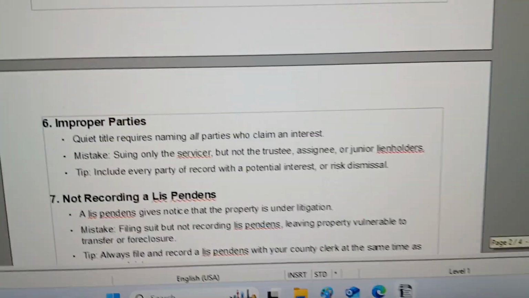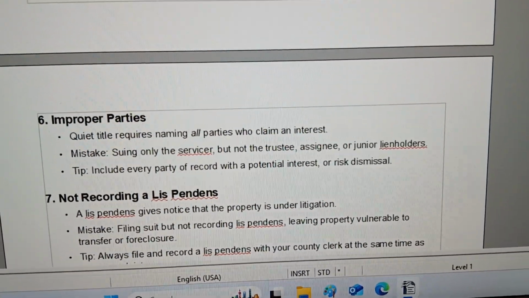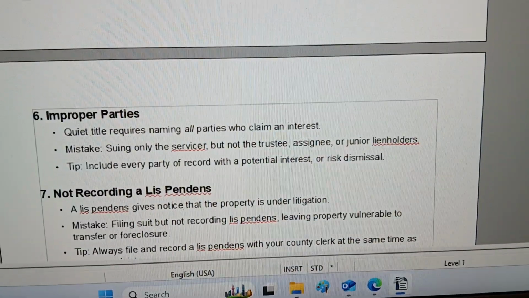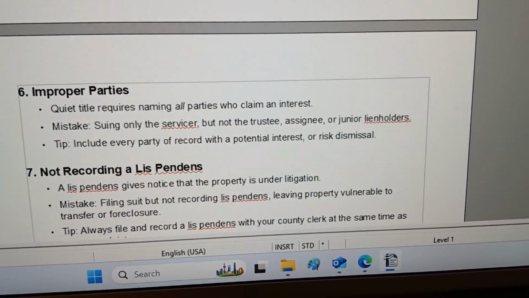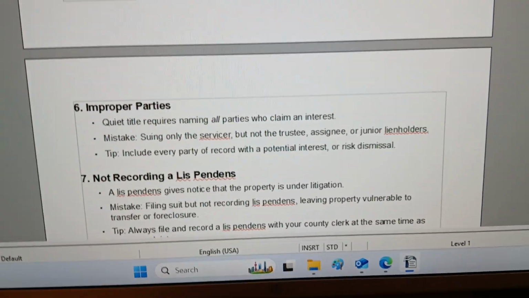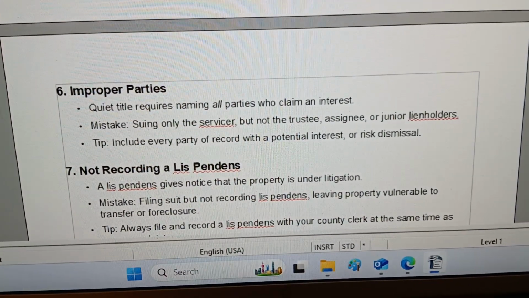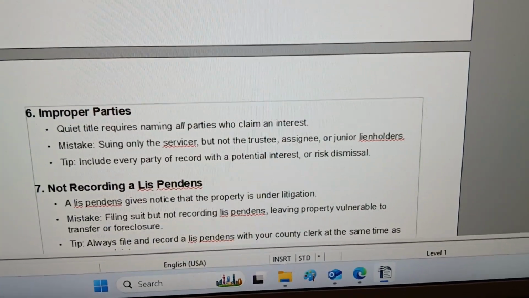Improper parties. Quiet title requires naming all parties who claim an interest. The mistake is suing only the servicer, but not the trustee, assignee, or junior lien holders. So when you file a quiet title action, you have to name everyone that has a lien on your property, not just one. Tip: include every party of record with potential interest or risk dismissal.